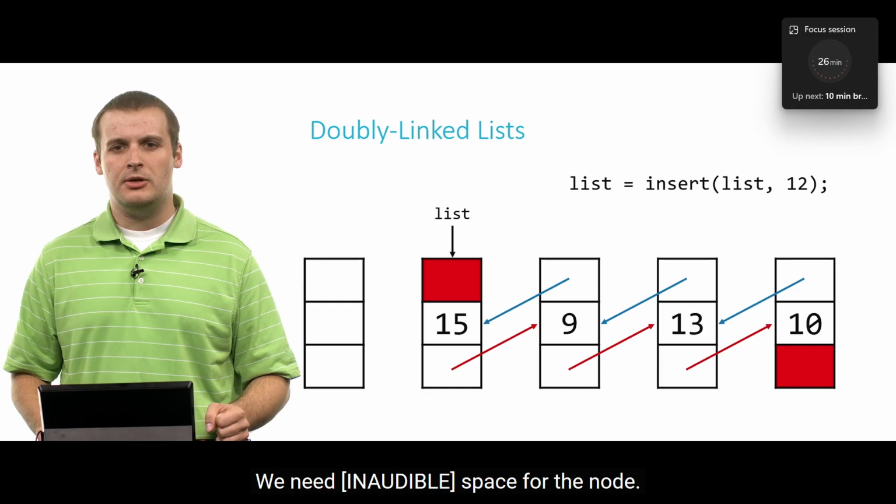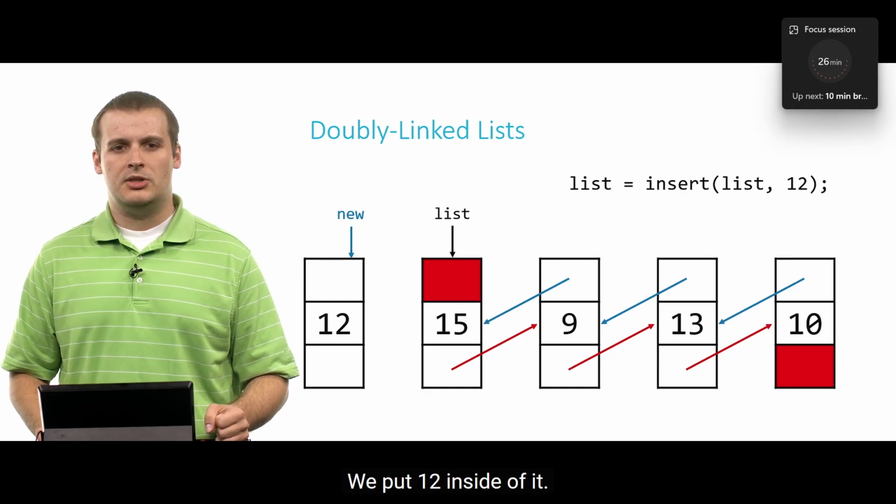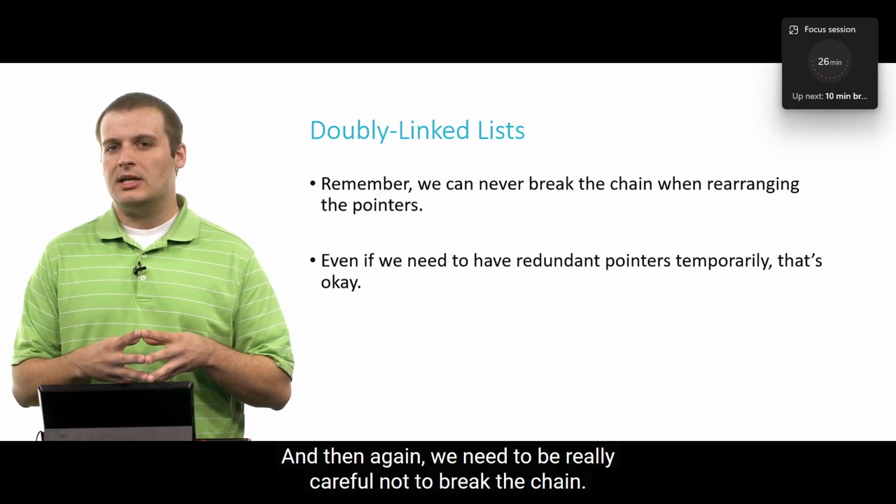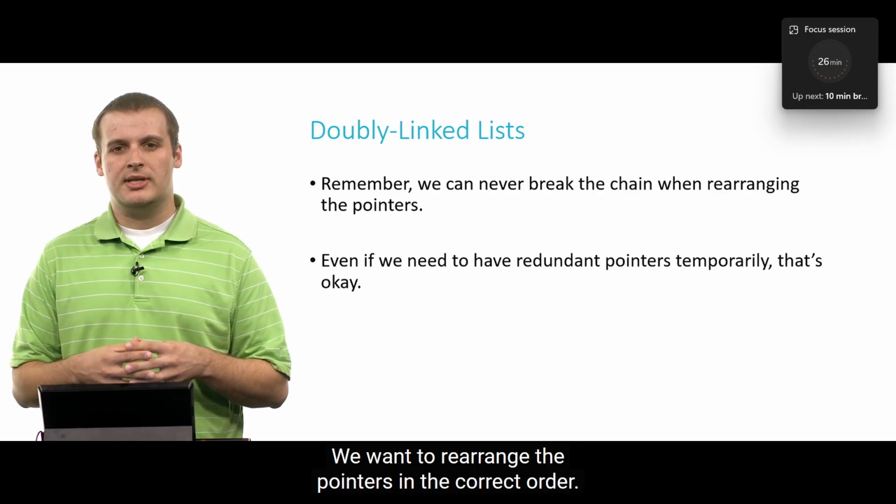We need to malloc space for the node. We put 12 inside of it. And then, again, we need to be really careful not to break the chain. We want to rearrange the pointers in the correct order.